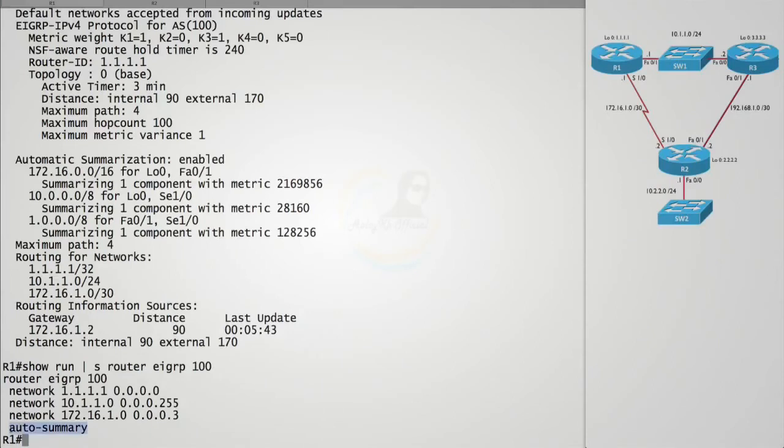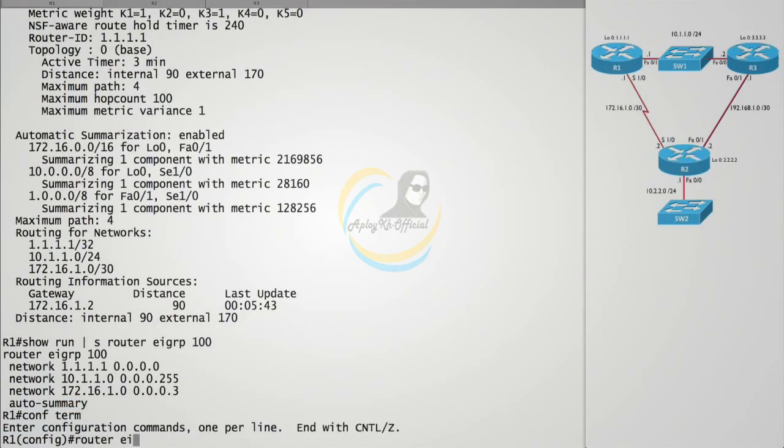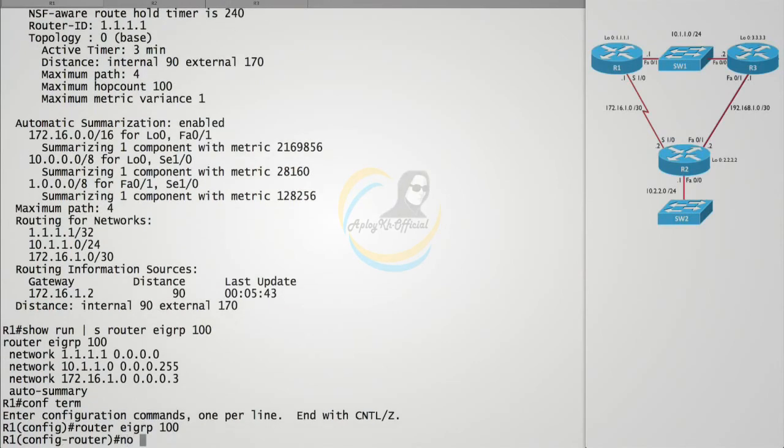And you might want to check your gear if it's running EIGRP and determine whether or not auto-summary is enabled. I've got it enabled on all three of these routers, and because I've got these discontiguous subnets that are part of the 10. classful network, we're running into connectivity issues. Let's fix this by getting rid of the auto-summary command on all of these routers. On R1, let's go into router eigrp 100 and we'll simply say no auto-summary.